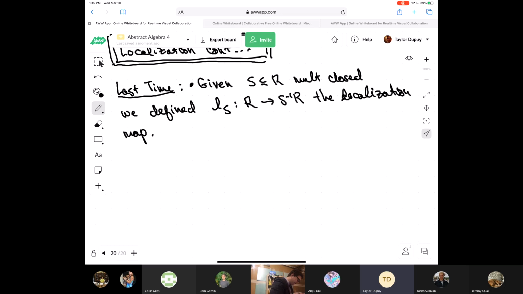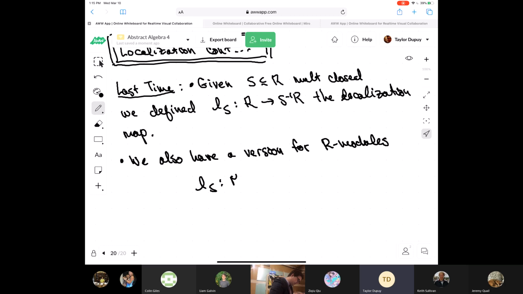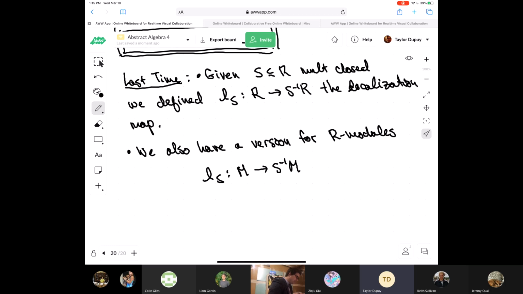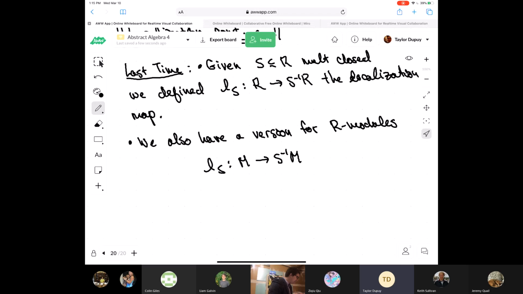We also have a version for modules, for R-modules. L_S from M to S inverse of M. And these S inverse things were things where you allowed denominators in S.